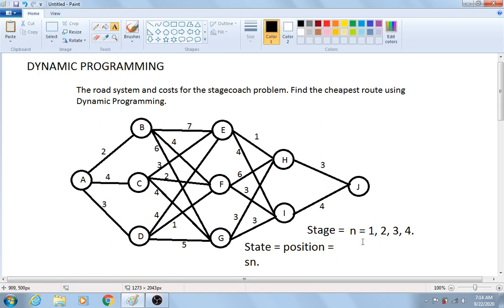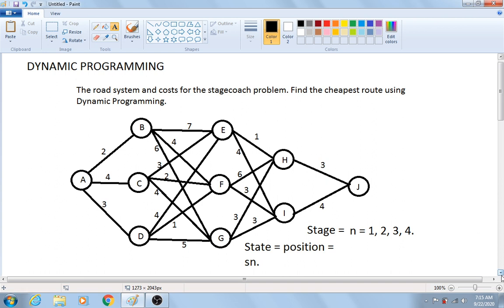For example, for n equal 1, our S1 will be A, that's our position. For n equal 2, what will our S2 be? That is our position for stage number 2, which will be B, C, and D. For n equal 3, or stage number 3, what is our position? It will be E, F, and G.